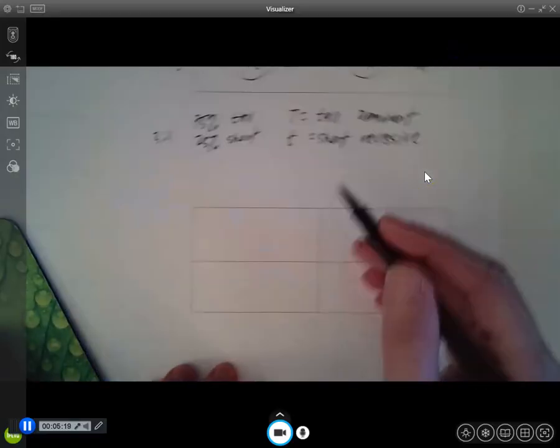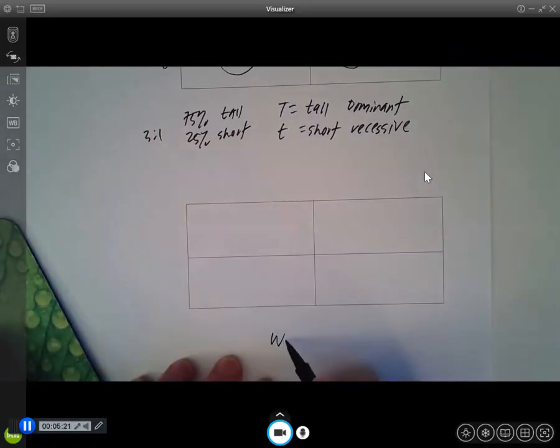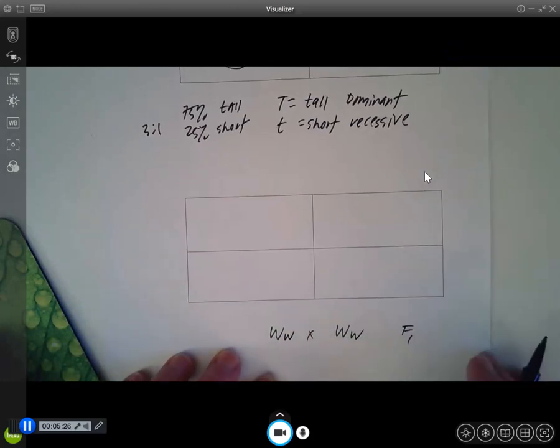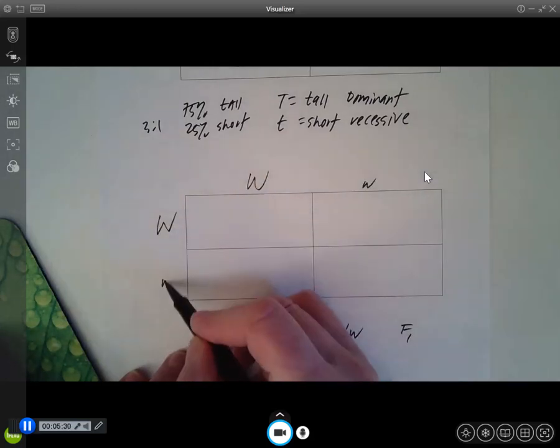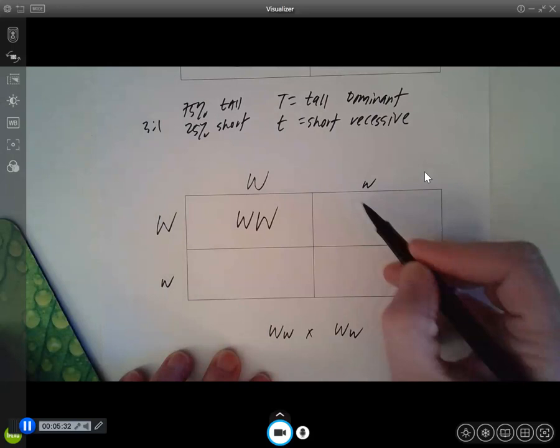Okay, if I'm going to do Mendel's cross of this one, so this is his F1 generation, W, capital, lower. I'll try to make these obviously big and small. We get this.